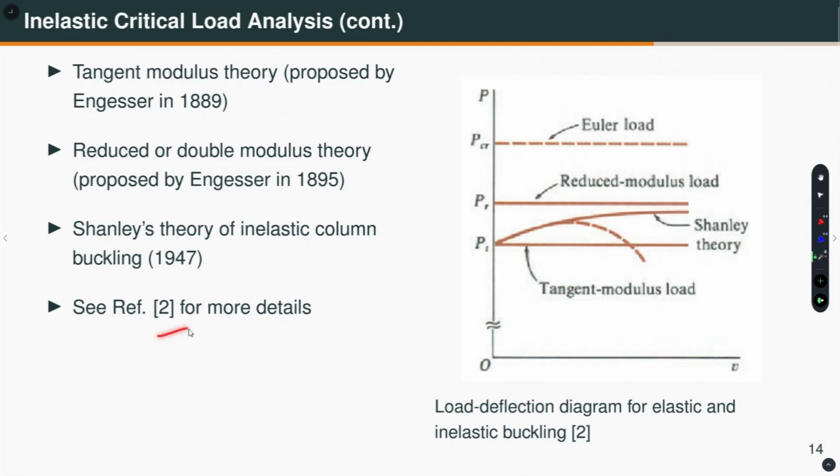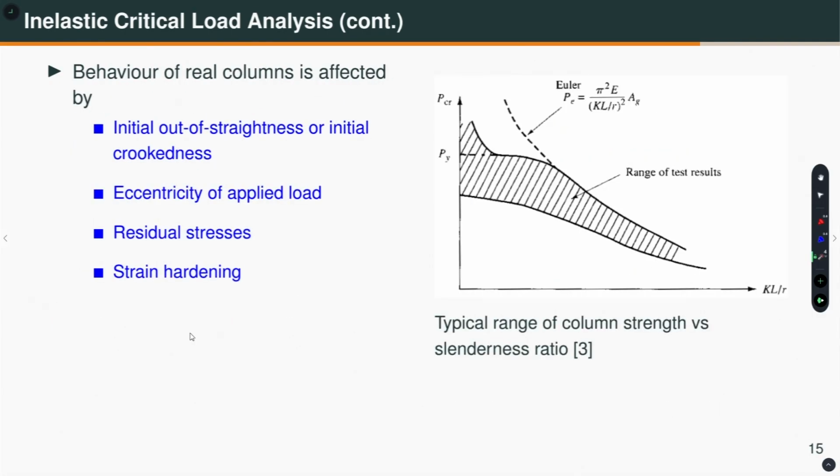If you are interested, you can read more in this reference too, that is the book by Gere and Timoshenko, Mechanics of Materials. So, the actual behavior of a real column is something like this. If I plot the critical load and the slenderness ratio KL by R, this is our well known Euler curve, but the actual test data lies in this range. Why?